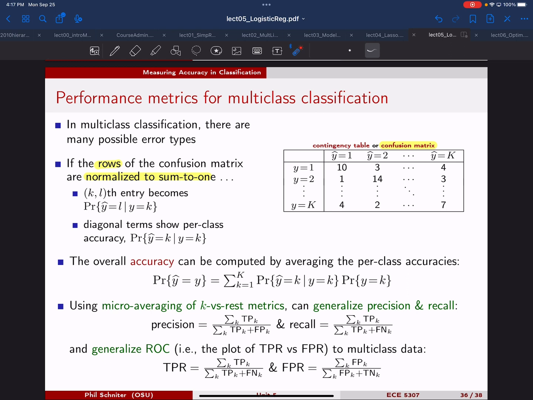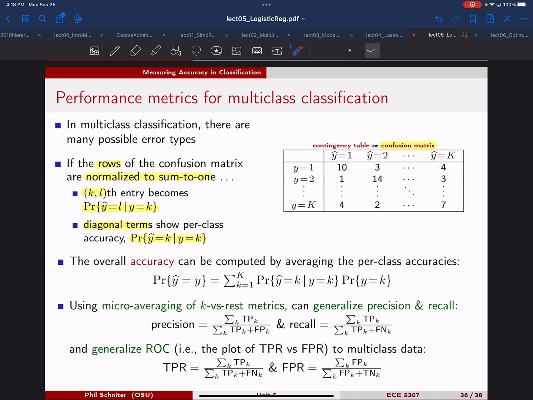In that case, for example, the kth entry in the table becomes the probability that y hat is L given that the truth is K. And in that normalized case, the diagonal terms give us our per class accuracies, so the accuracy if the truth is K for different K. This is a very common thing to do, to normalize that confusion matrix. As you can see, there are now capital K different per class accuracies along the diagonal.